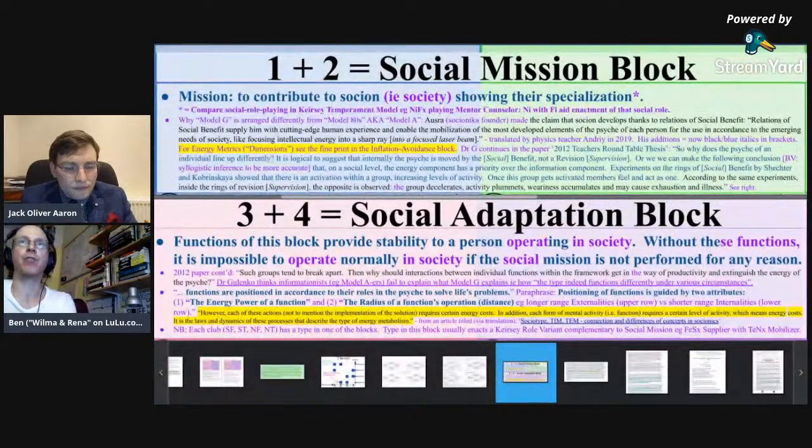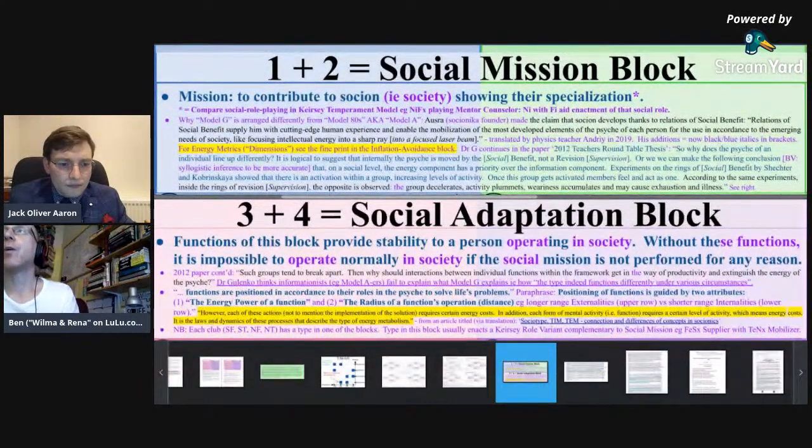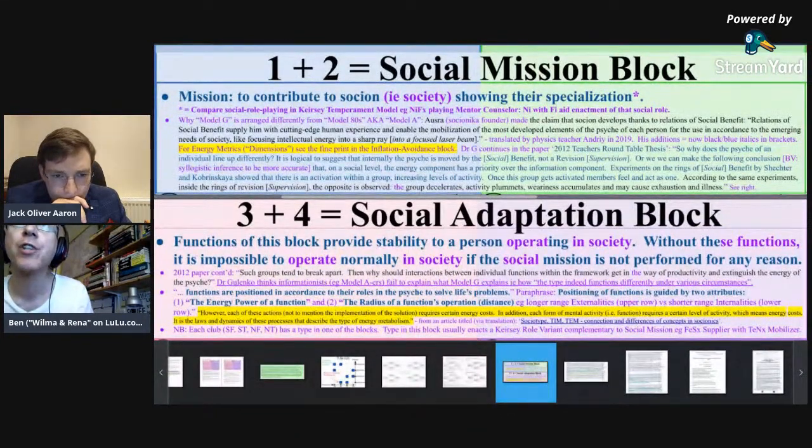Right, and then I'll say, Andre, for energy metrics, which we'll get to later on, because this is just the preview for the benefit ring stuff. For energy metrics, see the inflation avoidance block. Right, and then, why does the psyche of an individual line up differently? It is logical to suggest that internally the psyche is moved by the social benefits, not a revision. Or we can make the following conclusion, a syllogistic inference, that on a social level, the energy component has a priority over the information component. Experiments on rings of social benefits by Schechter and Kobrinskaya showed that there is an activation within a group, increasing levels of activity.